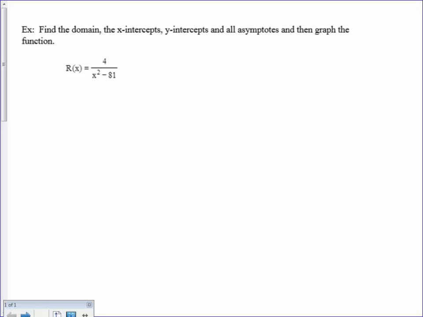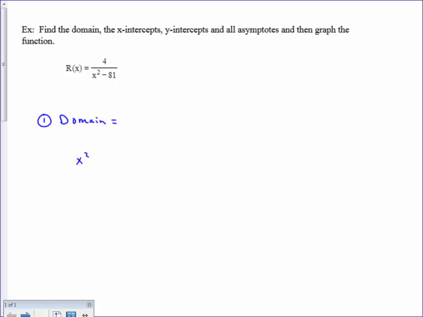In this example, I have been asked to find the domain, x-intercepts, y-intercepts, and all asymptotes, and then graph the function. I will use my 8-step approach to do this. The first step is to find my domain. To find the domain, you set the denominator equal to 0.